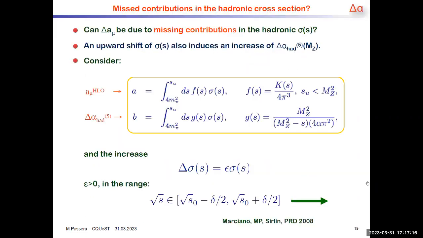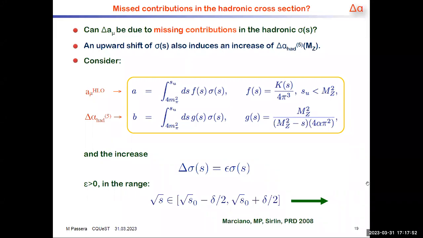And we thought about it, in fact, many years ago with Bill Marciano and Alberto Sirlin. One thing we thought right away is, yes, of course it's possible. If it happens, however, it will also have repercussions somewhere else. One place which will obviously be affected is the running of alpha. Because you see, this is the hadronic contribution to the g-2, the leading-order one. As I told you, it's an integral of the cross-section of e+ e- into hadrons, multiplied by a weight function, a kernel function, that I told you earlier is this function K here.